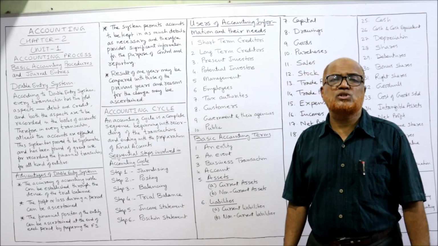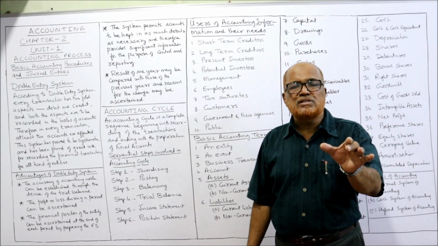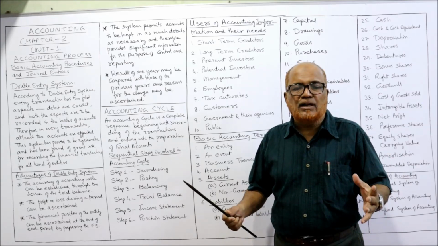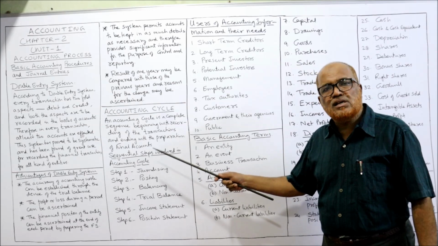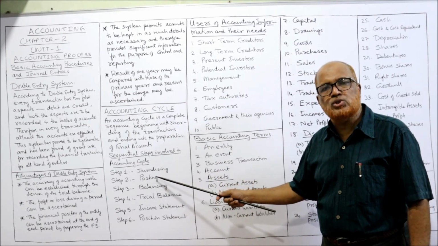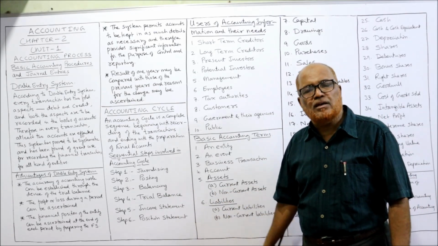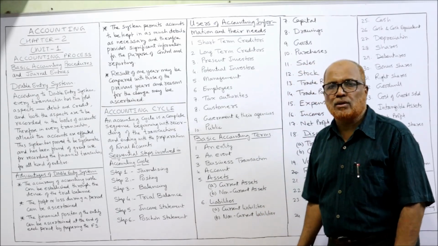Last is the position statement. We can call it the position statement or the balance sheet. It's a statement which lists down all the assets and liabilities. If we have not committed any mistake, the total of assets and total of liabilities will be equal. So these are the steps involved in the accounting cycle. First journalizing, then posting into ledger accounts, then balancing, then making the trial balance, making the income statement and making the balance sheet. That's all.